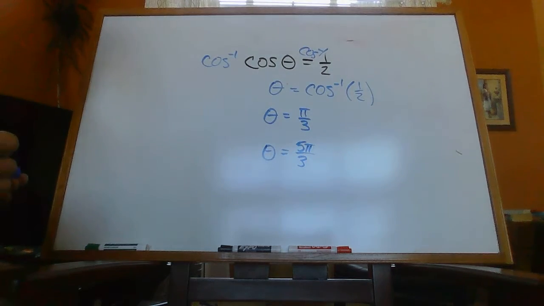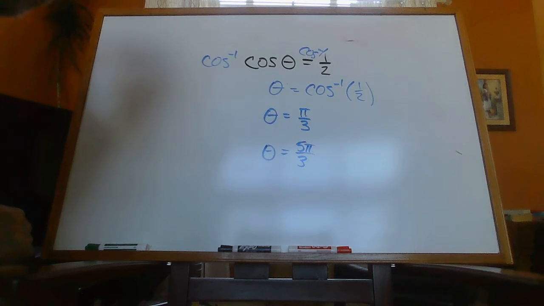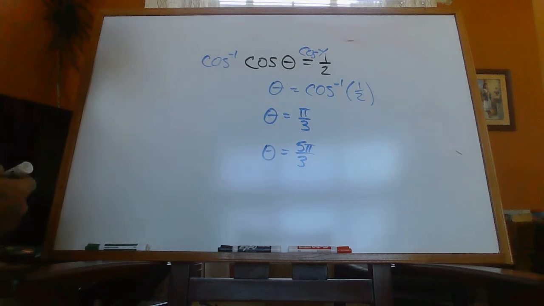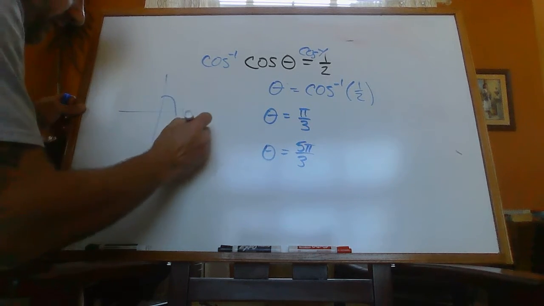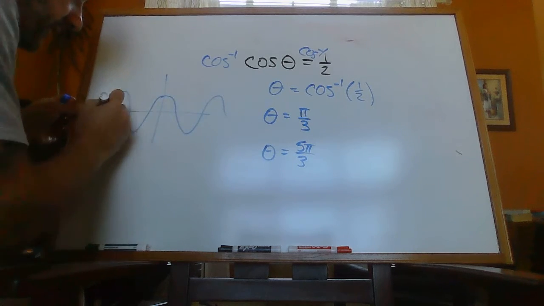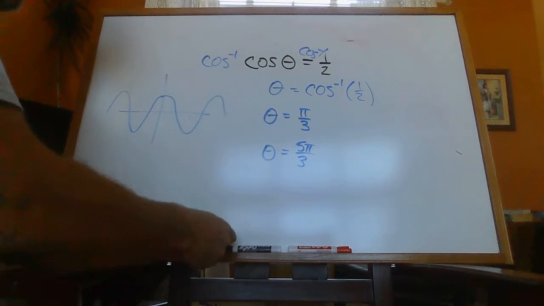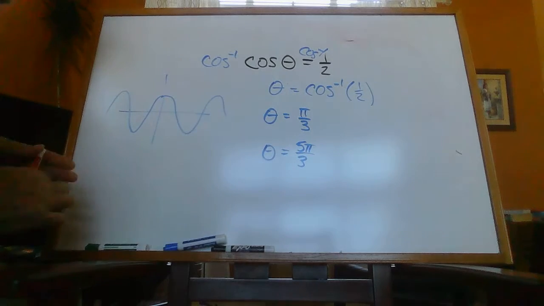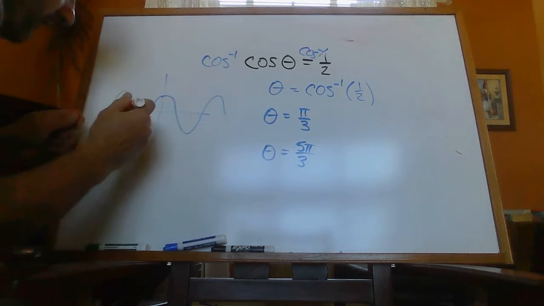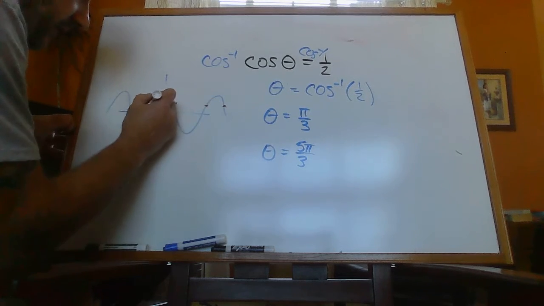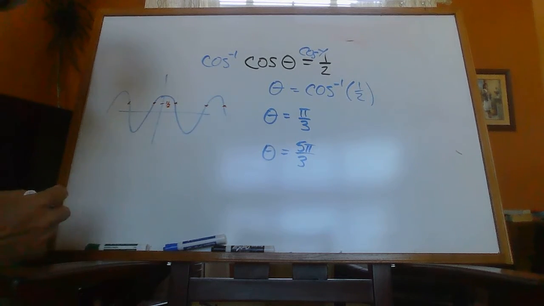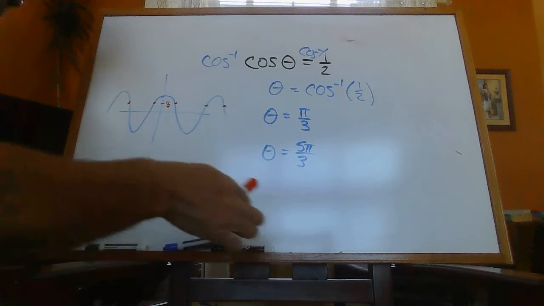Now, one of the things we've got to be careful of is this equation did not give us any restrictions. Since we know that cosine, if we graph it, looks like this, it has an infinite number of answers. If we go here's 1/2, it's got an answer here, an answer here, an answer here, an answer here, an answer here. So we need to get all those answers.